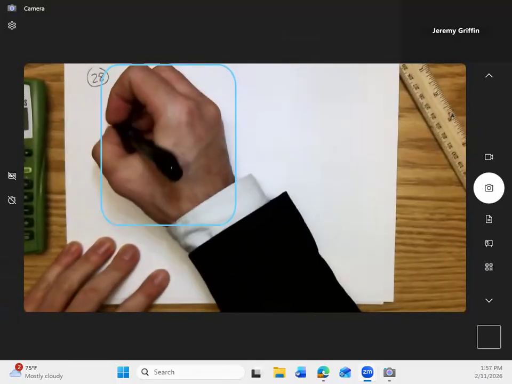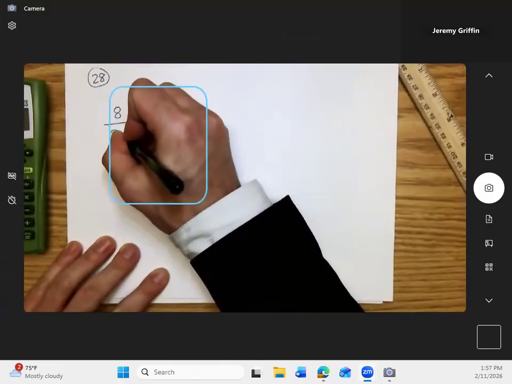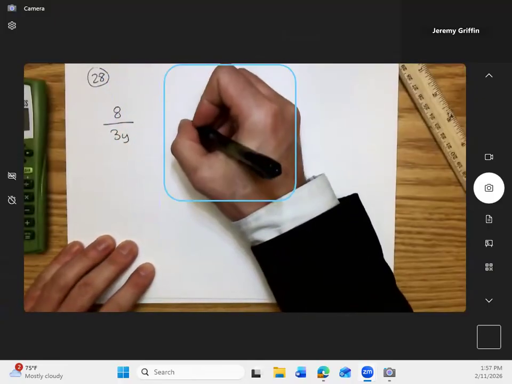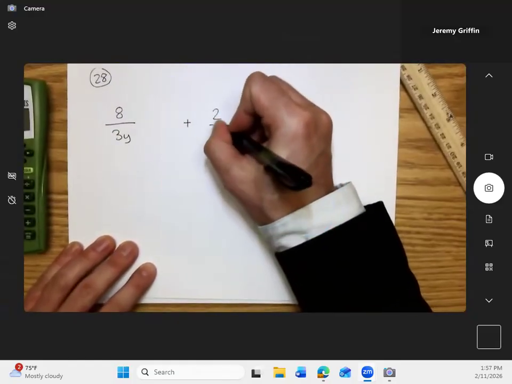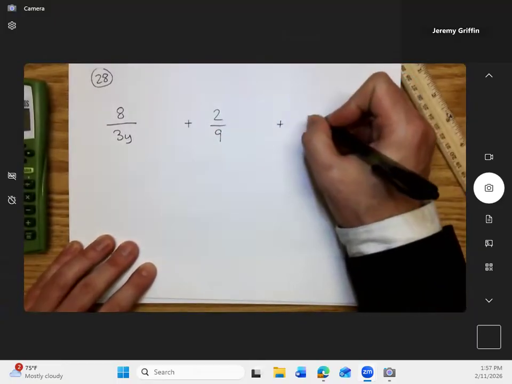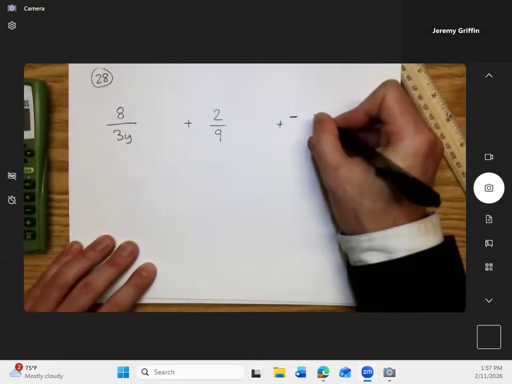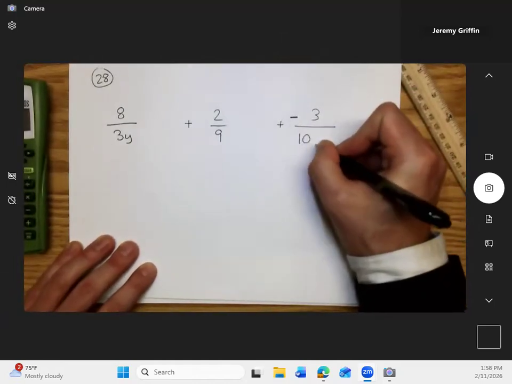8 divided by 3y. Then leave some space so you get a common denominator. Let's do plus 2 over 9. And then leave some space. And we'll do, oh, sorry, this is negative. So minus 3 over 10y squared.